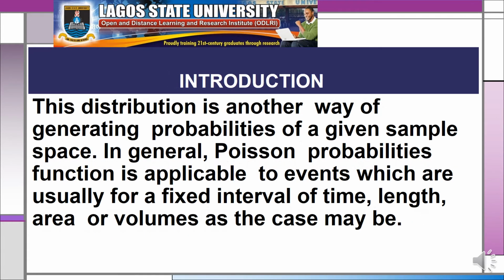This distribution is another way of generating probabilities of a given sample space. In general, the Poisson probability function is applicable to events which are usually for a fixed interval of time, length, area, or volume, as the case may be.